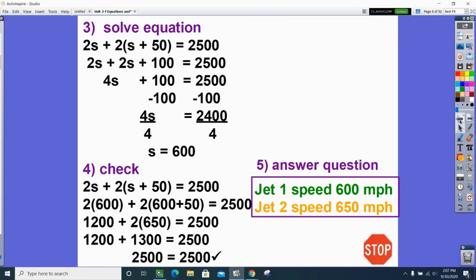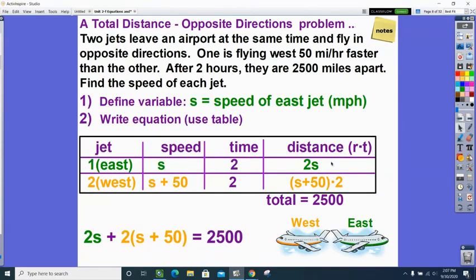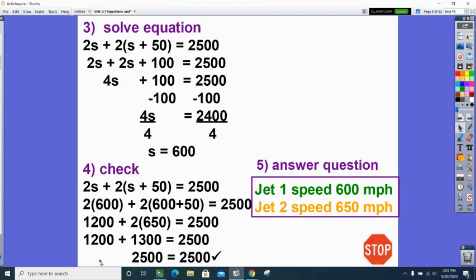Now, I could have asked a different question. I could have said, what were the distances? So here, if you took the 2 times the 600, jet 1 went 1,200 miles. And if you take the 650 times 2, jet 2 went 1,300 miles, and you actually can see it inside your check. It's not the 2,500 this time because that was the total distance, but you can see the two pieces. There's east and there's west. So there are a lot of different questions I can ask. You just have to make sure that you go back and make sure you're answering the right question.